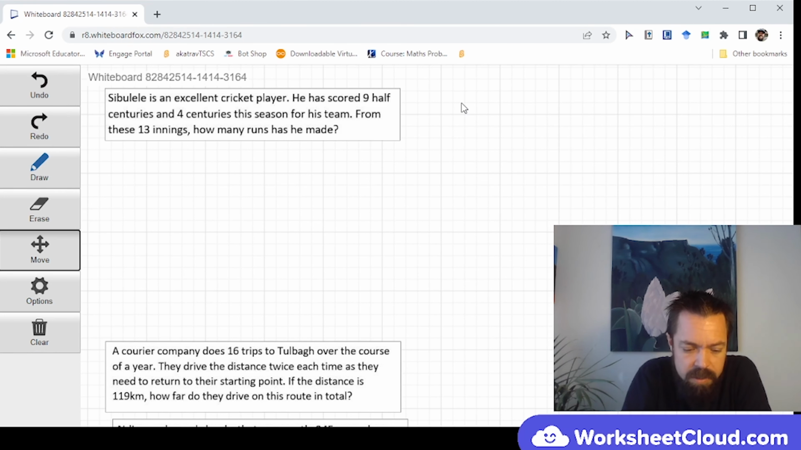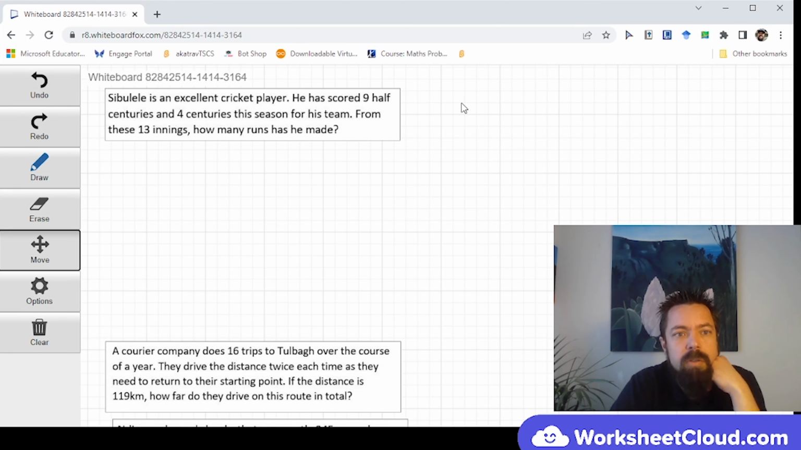Okay, so Sibulele is an excellent cricket player. He's scored 9 half centuries and 4 centuries this season for his team. From these 13 innings, how many runs has he made? So he might have had other innings, but we're only looking at those particular ones.